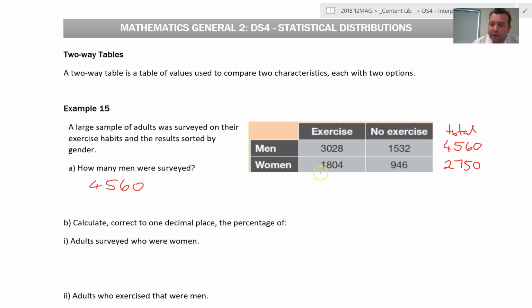And if I add these up here, I get 4,832. And if I add these ones up, I get 2,678. Now, if I add these two numbers together, the total number of men and total number of women, I get 7,310, I think, 7,310. If I add these two up, the total number of people who exercise and those who don't exercise, I should get the same thing.